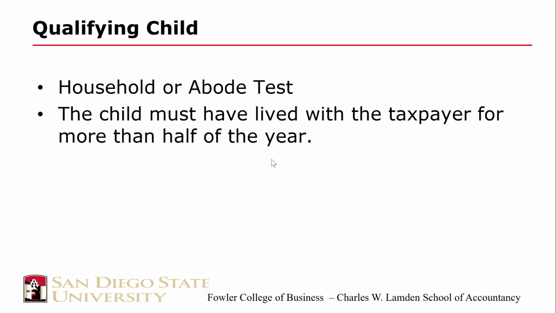All right, the next test for qualifying child is the household, or sometimes called the abode test. And that means the child must have lived with the taxpayer for more than half the year. So that person needs to be living in your home for more than half the year. So they needed to live in your home for 183 days, right? That's what it boils down to. If they don't, they're not a qualifying child because they do not meet the household or the abode test.